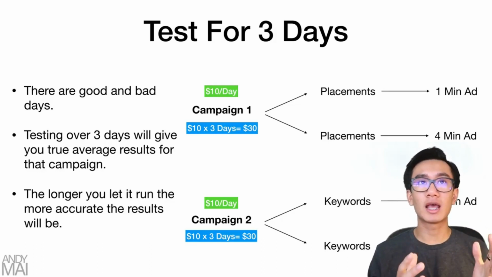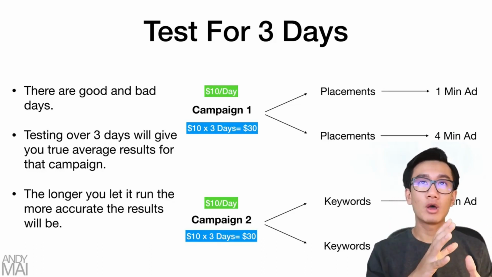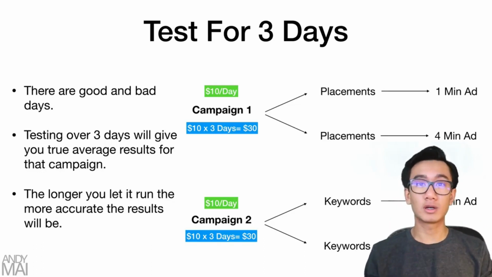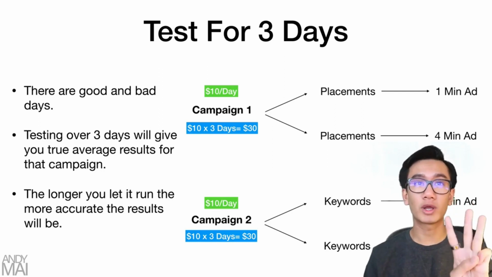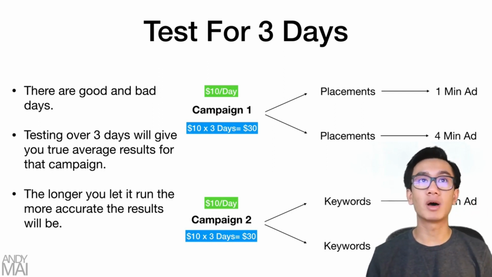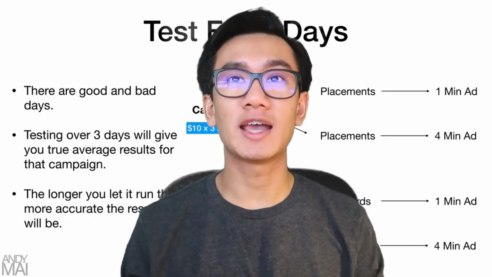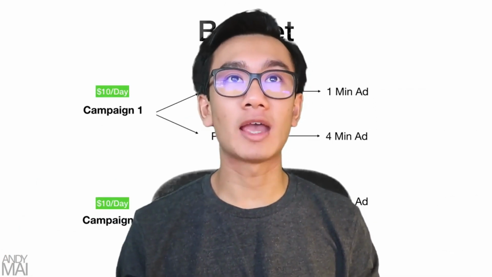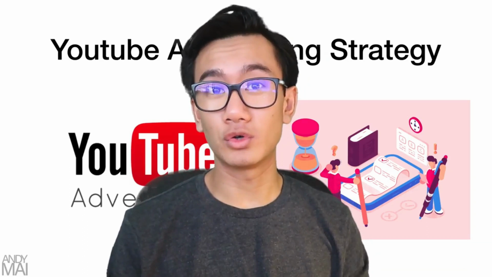I tend to like to let my campaigns run for at least 4 to 5 days, but if you guys are on a budget, you can definitely let it run for only 3 days and kill it on the 3rd day. But yeah, that's the whole strategy. As you can see, I laid everything out for you. So let's do a recap.